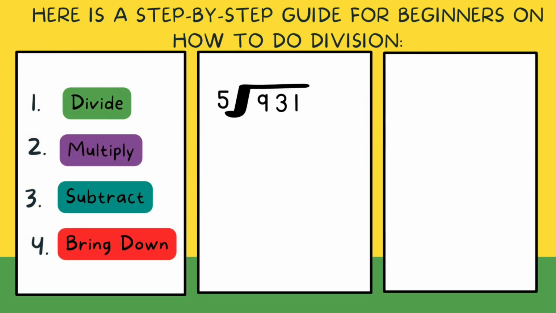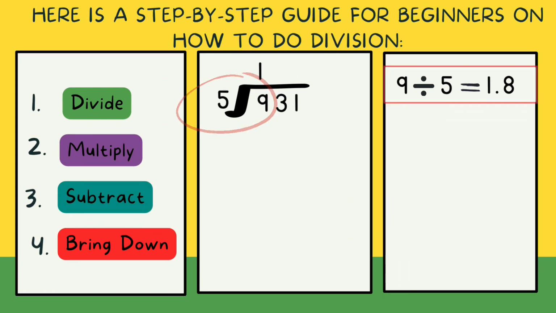Start with the leftmost digit of the dividend. Look at the first digit of the dividend and see if it can be divided by the divisor. If it can't, move to the next digit to the right and consider that digit as well. Perform the division. Divide the first digit or group of digits by the divisor.